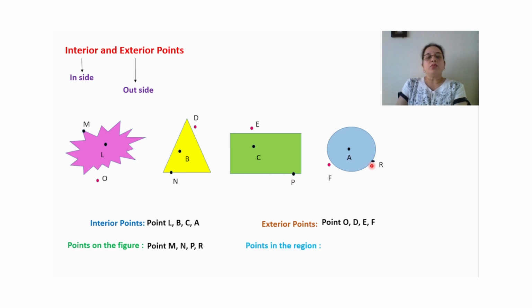One more is points in the region. What is the meaning of region? Region includes two parts, inside the figure and on the figure. So the points which lie inside the figure and on the figure are known as points in the region. So for this figure, point L and point M. For the triangle, point B and point N. For the rectangle, point C and point P, and for the circle, point A and point R, are known as points in the region.